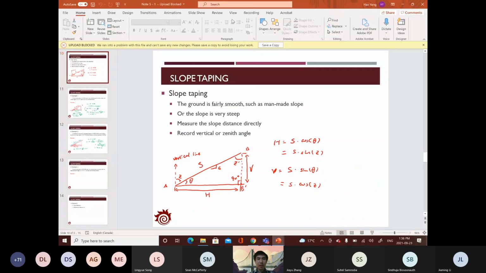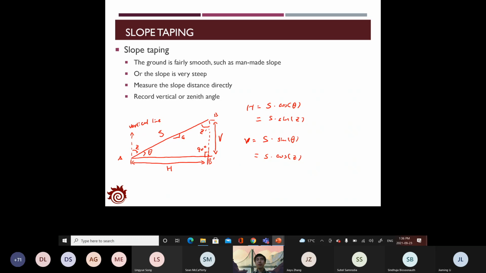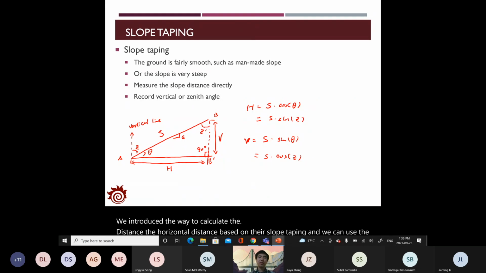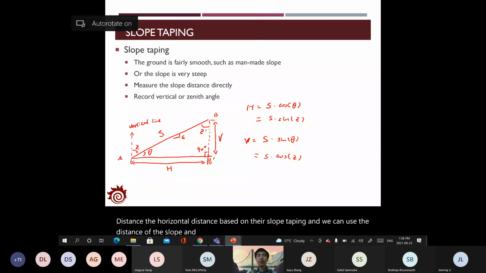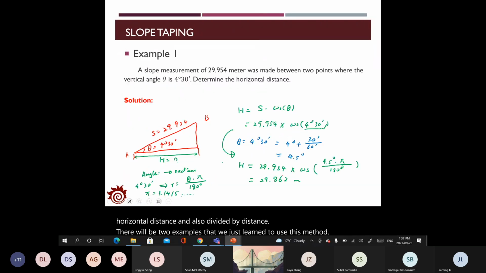So yesterday we introduced the way to calculate the horizontal distance based on the slope taping, and we can use the distance of the slope and the vertical angle or zenith angle to calculate the horizontal distance and also the vertical distance. There will be two examples that we just learned to use this method. And we introduced the first one by giving the length of the slope and the vertical angle.